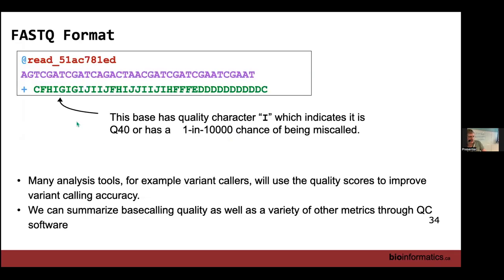And just to emphasize again what I just mentioned, my formatting's a bit wrong here; this should be on a separate line. But the I, which is the fourth base, C, represents a base quality score of 40, or a 1 in 10,000 chance of a missed call.